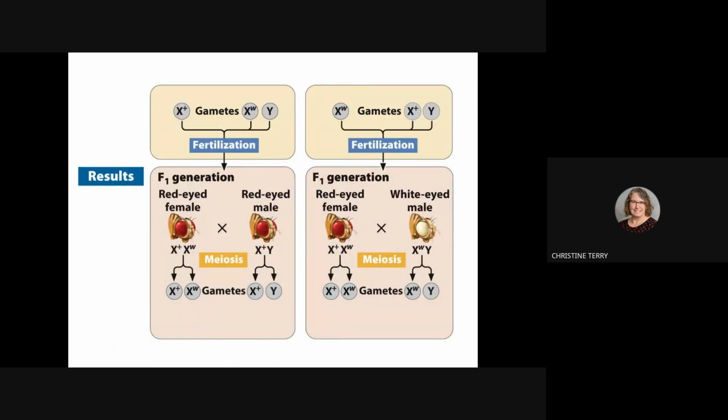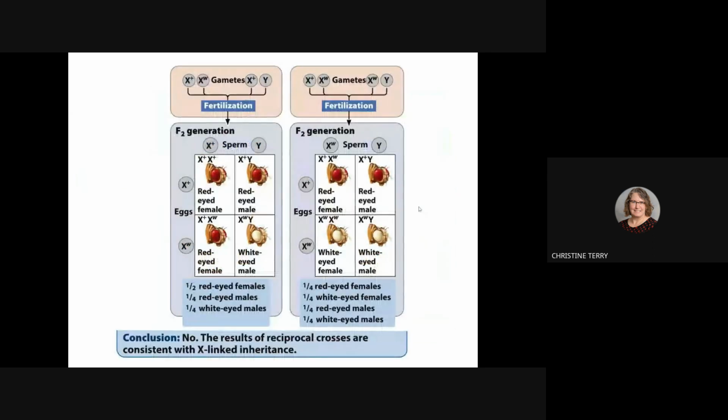If we look at the F1 from this next cross, take this red-eyed female and white-eyed male, then we see 50% of the offspring are red-eyed and 50% are white-eyed. So we have a quarter that are red-eyed females, a quarter that are white-eyed females, a quarter that are red-eyed males, and a quarter that are white-eyed males. So the results of this reciprocal cross are consistent with X-linked inheritance.